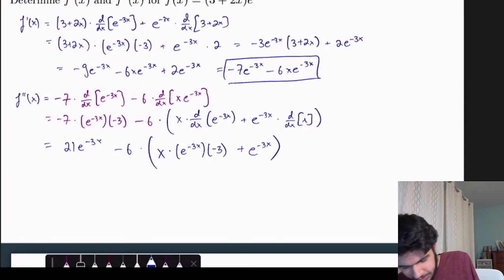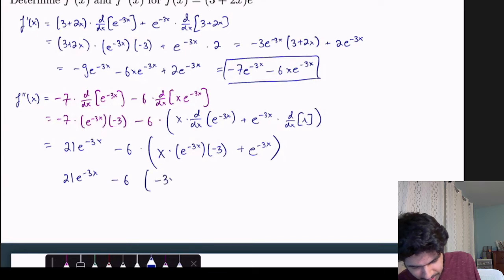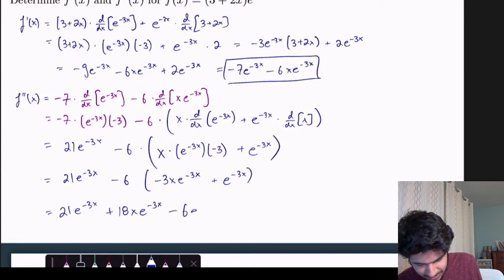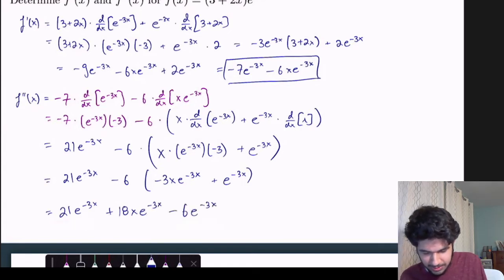And let's try simplifying it a little bit, trying to get a nice answer. 6 times negative 3x e to the negative 3x plus e to the negative 3x. So that's equal to 21e to the negative 3x plus 18x e to the negative 3x minus 6e to the negative 3x. We see that this term and this term are like terms. So we get 15e to the negative 3x plus 18x e to the negative 3x. And that is our answer.